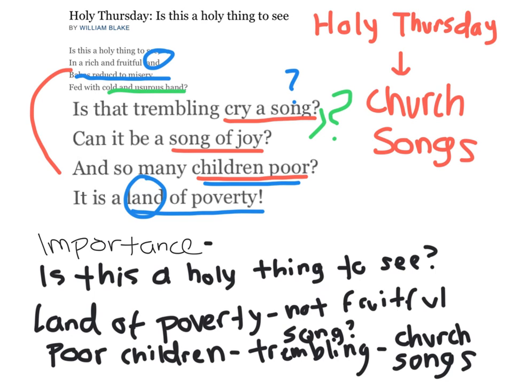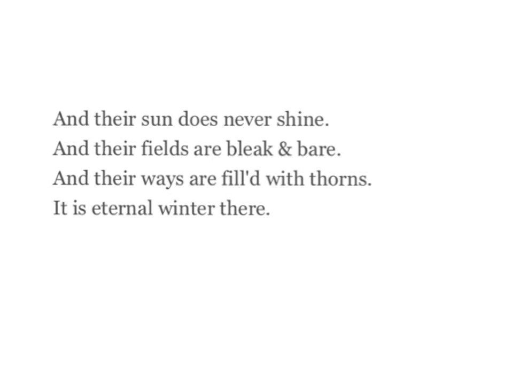So now that we've looked at the second stanza, let's talk about the importance. Going back to our main focus of the poem, is this a holy thing to see, that we've established, we're asking whether this land of poverty, which we've established is not fruitful because there are these poor children, is holy, and whether these songs that they're singing, these trembling cries, these church songs, can be a song of joy, as these children are living miserable lives and they're poor. So now let's look at the third stanza.